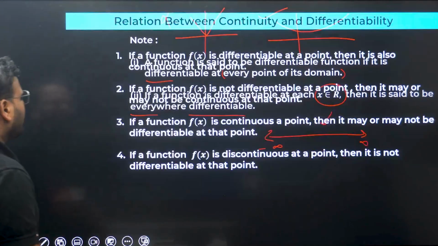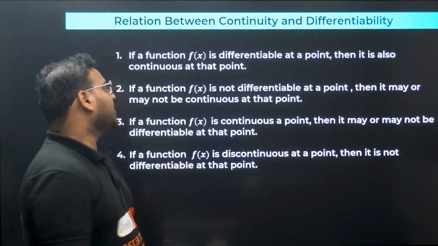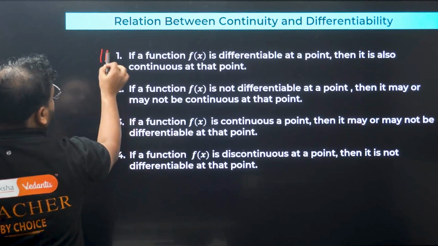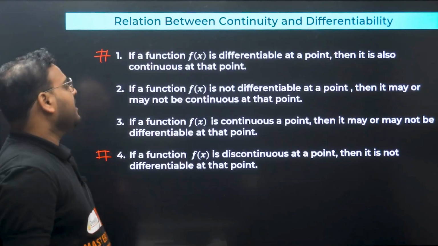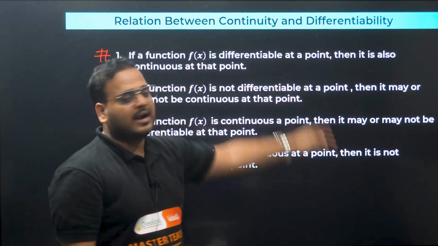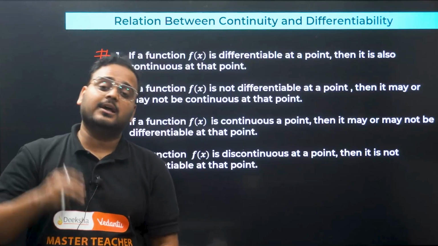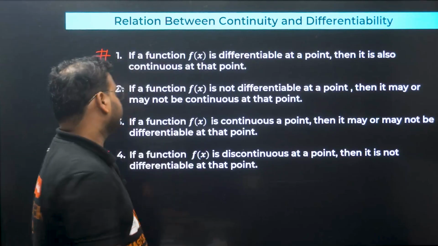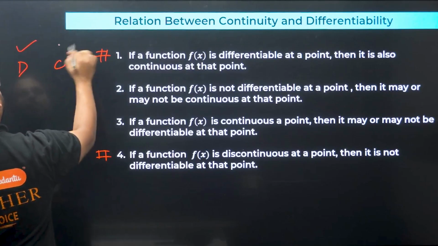Few things to remember, not a very big deal. The relation between continuity and differentiability. Here two points are very important. If a given function is differentiable at a point, you should understand that it will be continuous. So if you have differentiable, then continuous will come automatically.